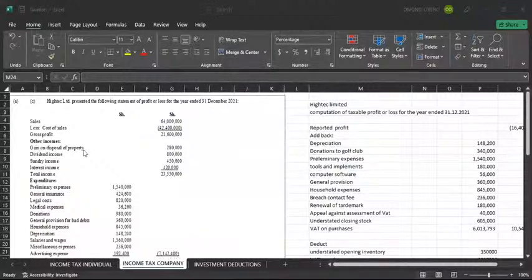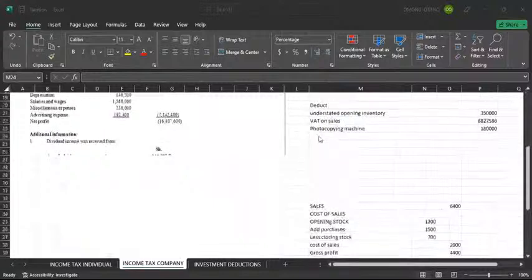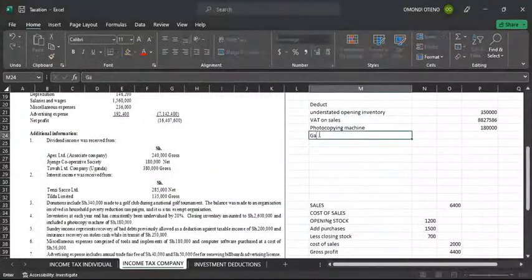That is fixed asset or non-current asset. The disposal of any non-current asset, if it is an income, it should not be used to increase your taxable income. And therefore, we are going to subtract gain on disposal of property.